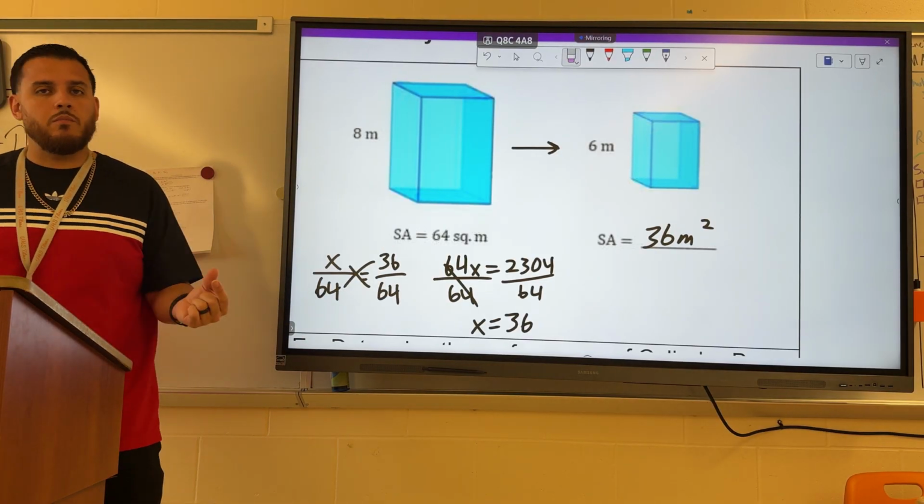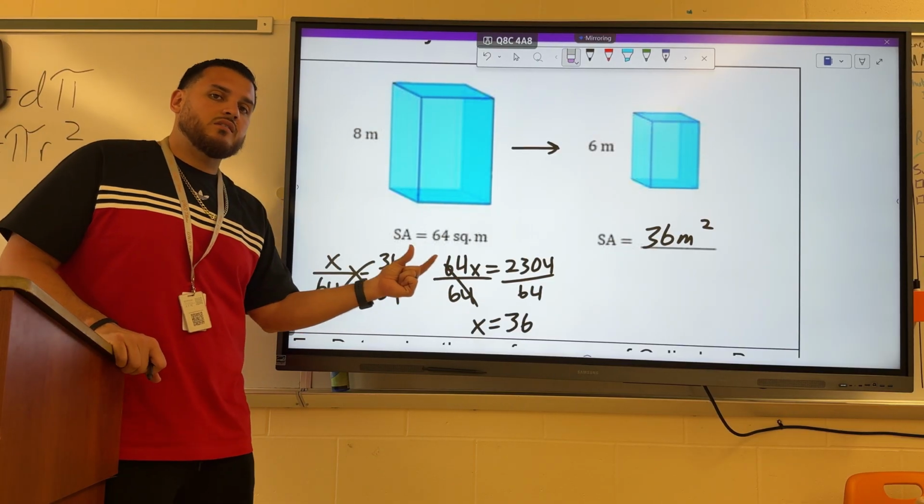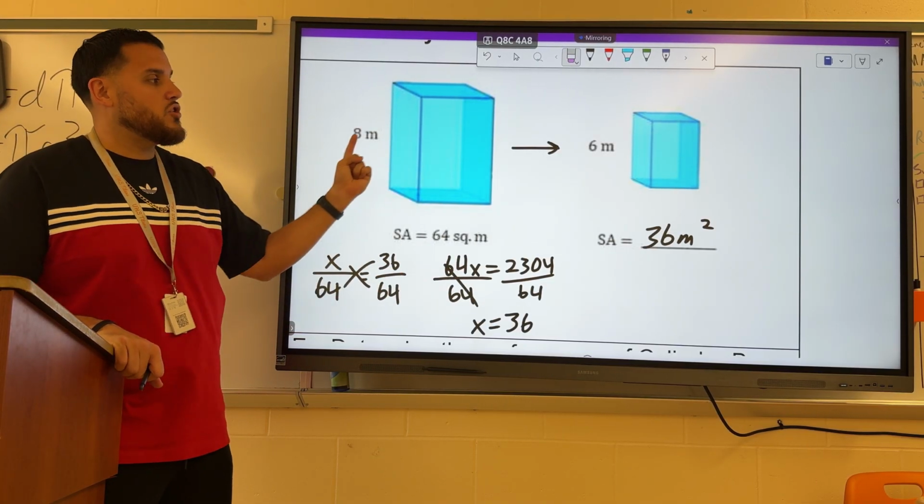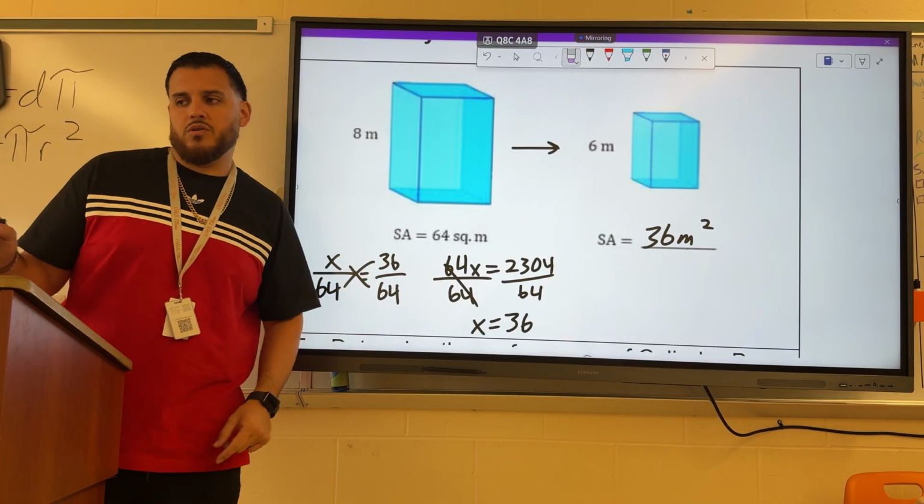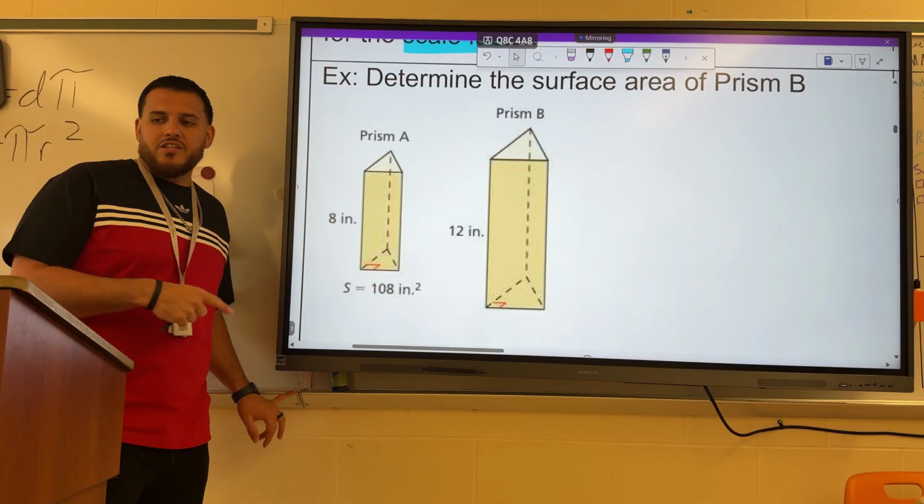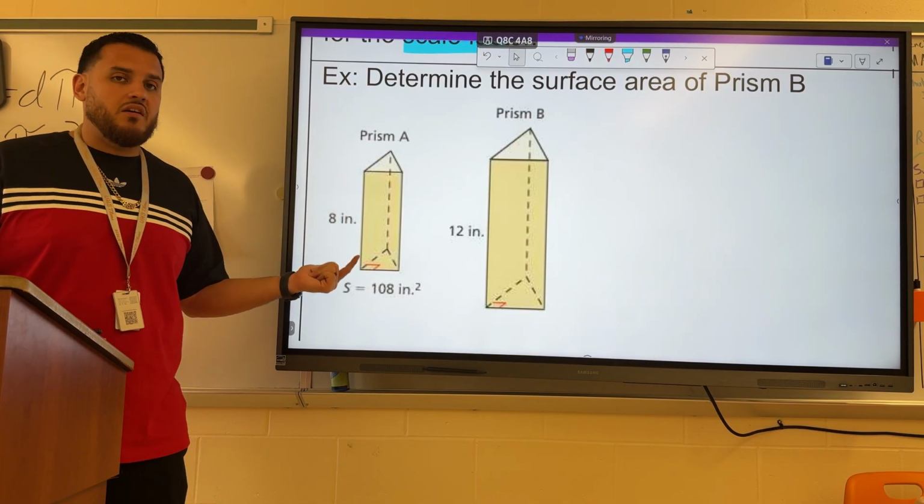So again, the thing to remember, we do proportions to solve for similar solids, but the 1-dimensional measurements, the scale factor needs to get squared in that proportion. Let's apply our knowledge here to solve for the surface area of prism B. We can start with a scale factor.